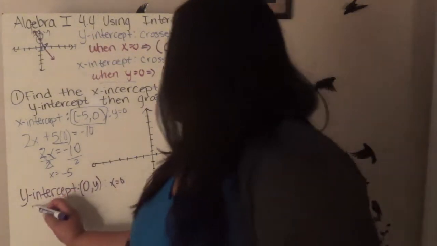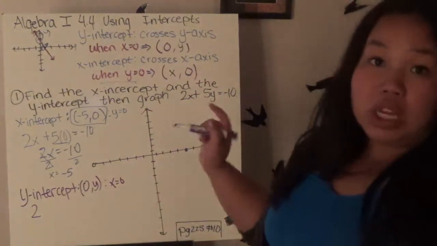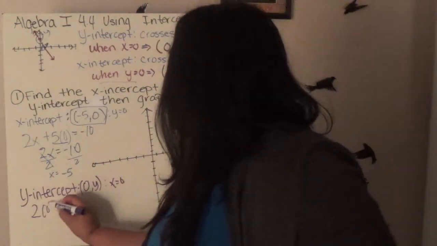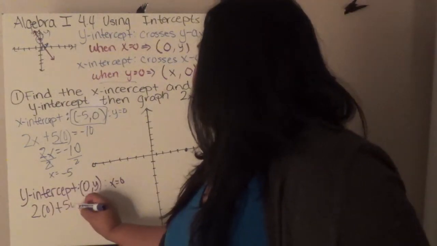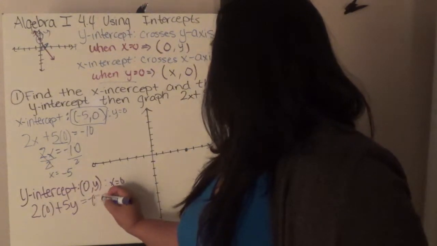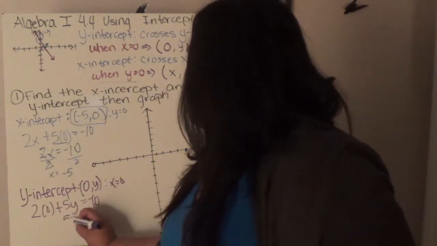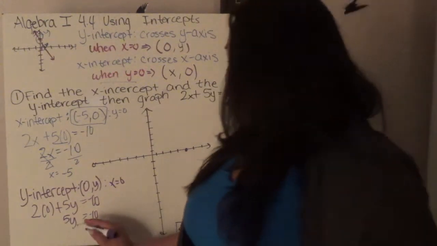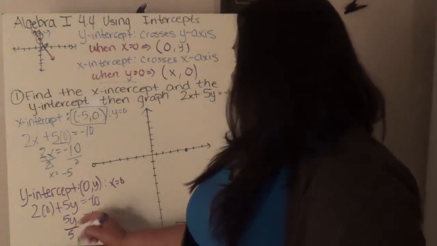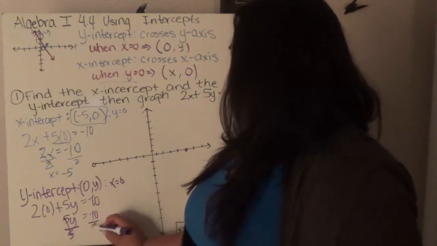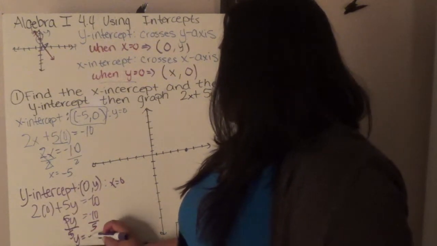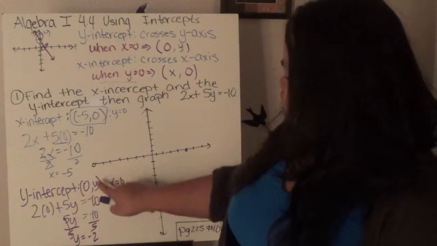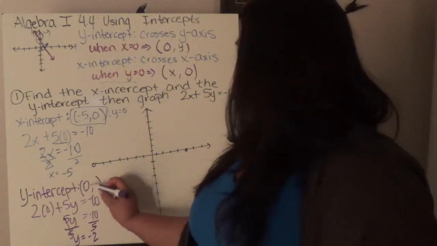So I'm going to plug it in. Same equation, I'm just going to plug in this time, 0 in for x, 2 times 0, plus 5y, and I'm trying to figure out y equals negative 10. Well, this makes that 0. I end up with 5y equals negative 10. So then I'm going to divide both sides by 5 to make y by itself, and I get y equals negative 2. So this y is negative 2.